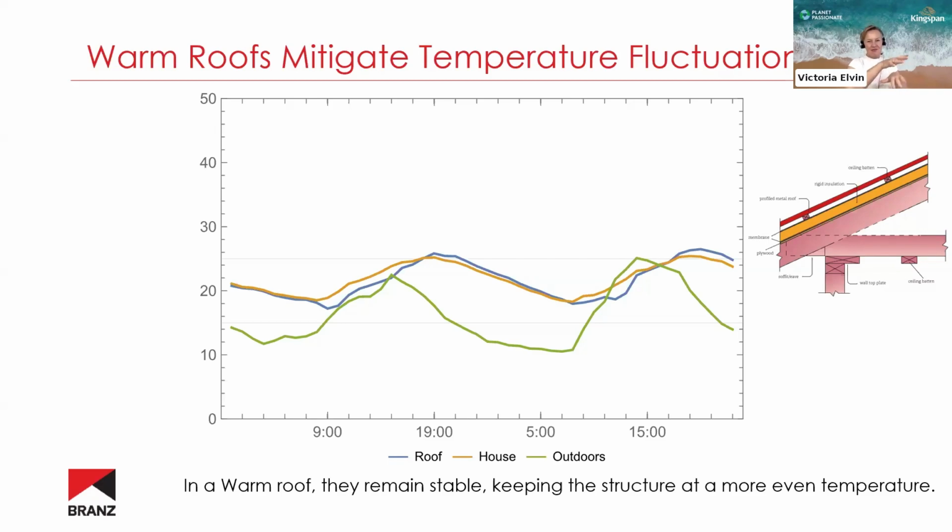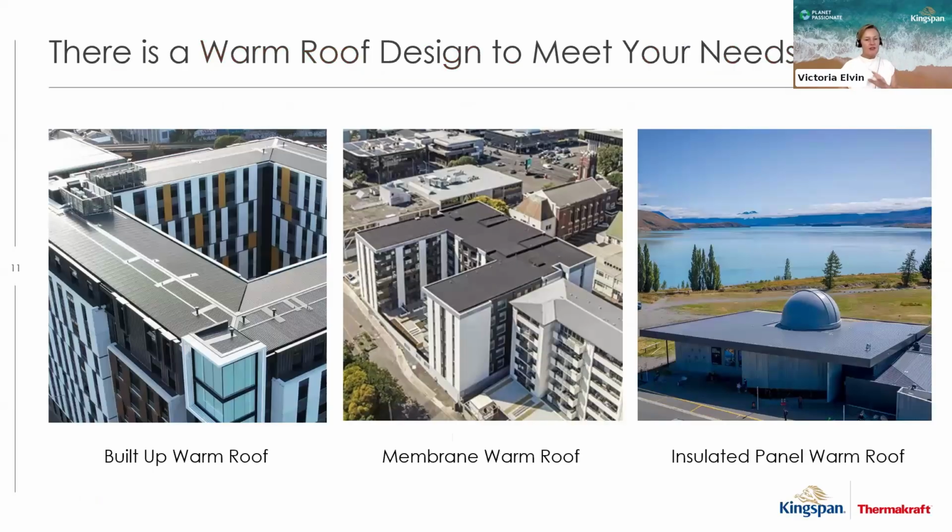You can see that the temperature fluctuations are evened out throughout the year for both the structure and the internal environment. So there can be a reduction in heating and cooling costs, which is often cited as one of the benefits of a warm roof. So there are many different types of warm roof design. A built-up roof can be ideal for moderating construction costs and retrofitting to an existing design.